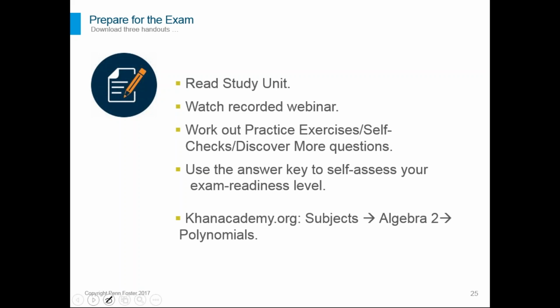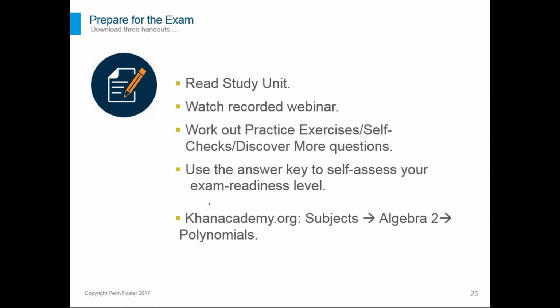Before the exam, you want to read your lessons. You cannot just depend on this webinar or your previous knowledge on how to factor and just go ahead and take the exam and expect yourself to pass. You may pass. I'm not saying it's impossible. You may. But the safest way to do and the right way to do it is to study first, read the readings, do the practice questions or discover more questions, however they call it in your lesson.